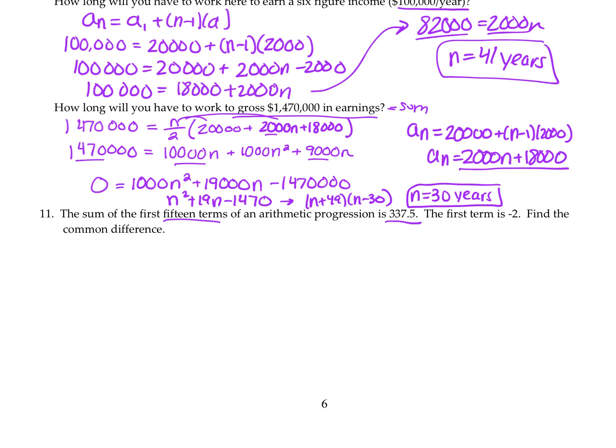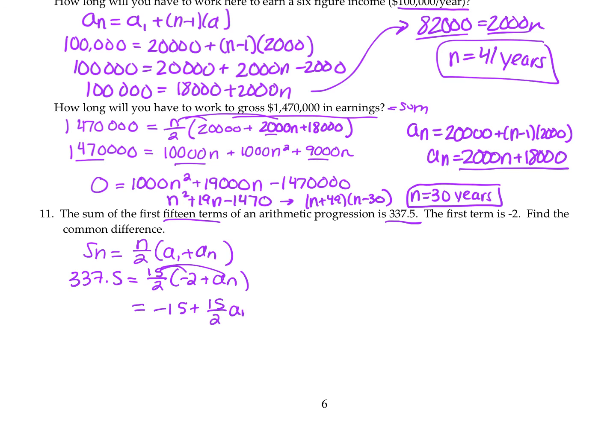So I know that if we're going to use our sum formula, my sum equals n over 2 times a1 plus an. So I know the sum is 337.5. I know my n is 15. I know my a1 is -2, but I don't know what my an is. But since that's my only left variable, I can solve for it. So if I distribute this in, I will end up with -15 plus 15 over 2 an.